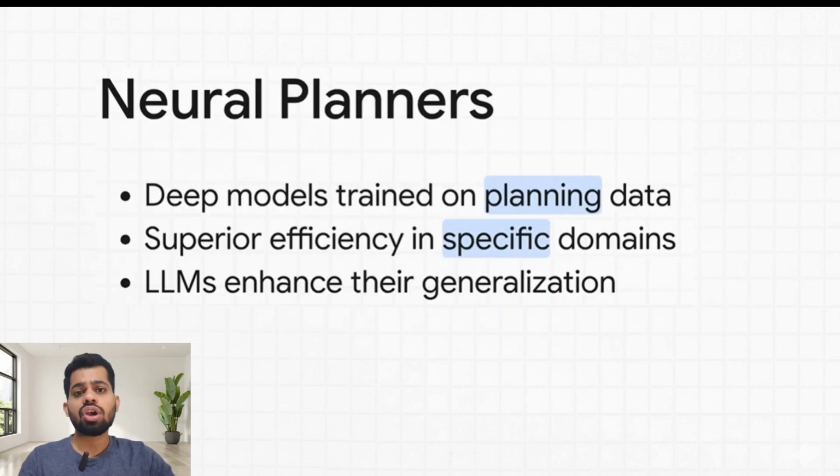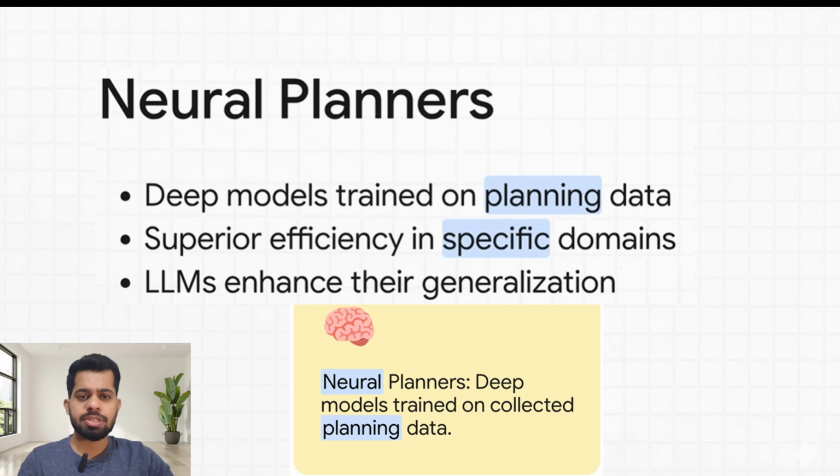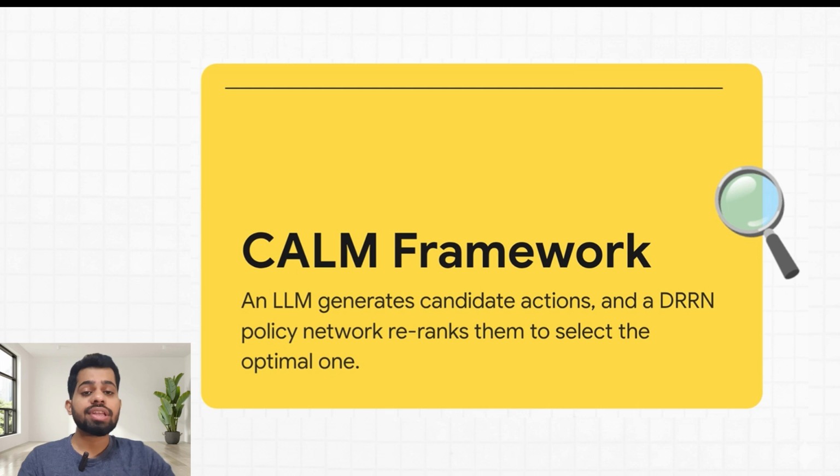On the other side, you've got the neural planner. Think of them as deep learning models that are trained in one specific area. But if you take them out of their comfort zone with a new type of problem, they will really struggle. And that's exactly where the LLM comes in, giving them the broader context and flexibility they need to handle anything new. A fantastic example of this framework is called CAM, where the LLM acts as a brainstormer and comes up with a whole list of possible moves or actions. Then the neural planner, the expert, steps in. It looks over the list and uses its deep training to pick the absolute best option.